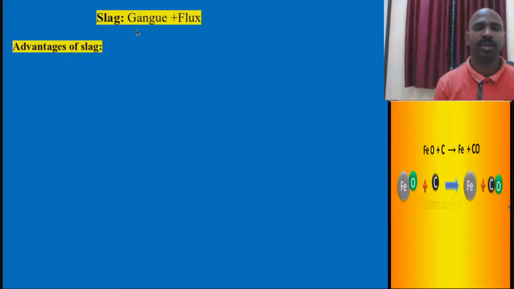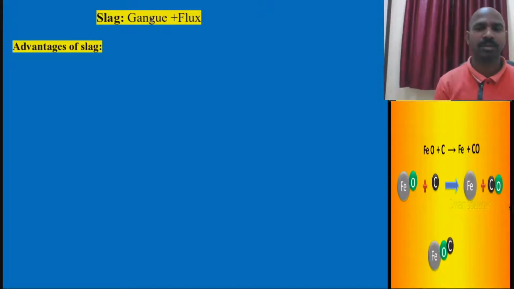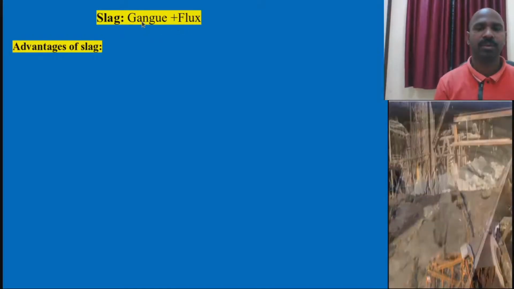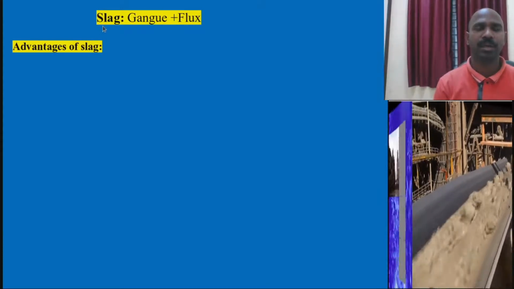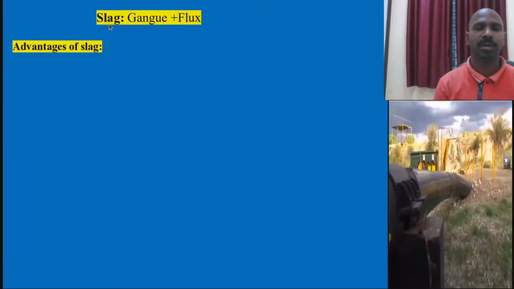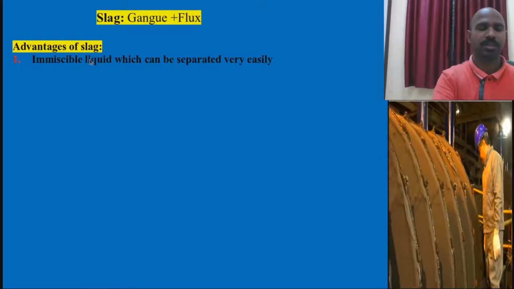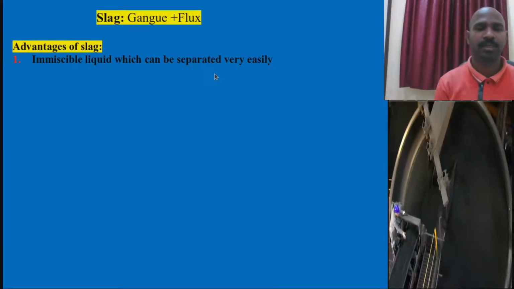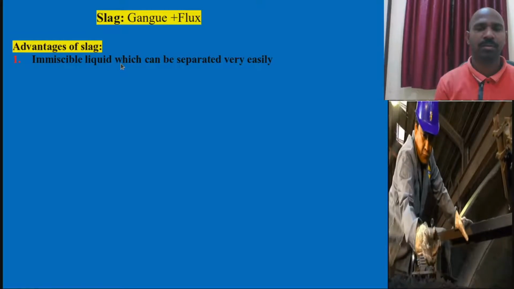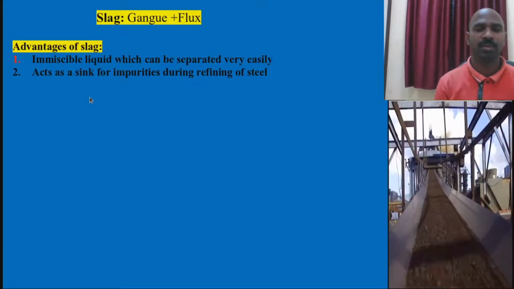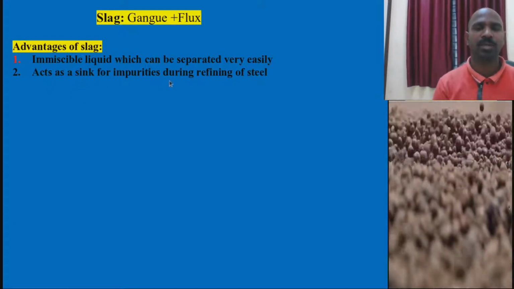One needs to know about the role of slag also. What do you mean by slag? Gangue plus flux. Gangue is nothing but impurities associated with iron ore. In this situation, the flux is preferably CaO. When they combine, they give slag, so as a film of slag you can remove it. There are many advantages with this slag. It acts as a separate immiscible liquid layer between molten pig iron and steel, and the top layer forms a sink for the impurities.